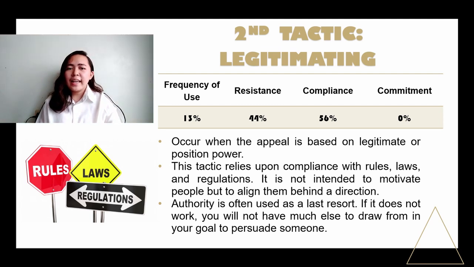This tactic relies upon compliance with rules, laws, and regulations. It is not intended to motivate people but to align them behind the direction. So legitimating tactics may induce a target to comply with a request if the target is convinced the request is within the agent's scope of authority and is consistent with organizational rules and policy. Authority is often used as a last resort. If it does not work, you will not have much else to draw from in your goal to persuade others.